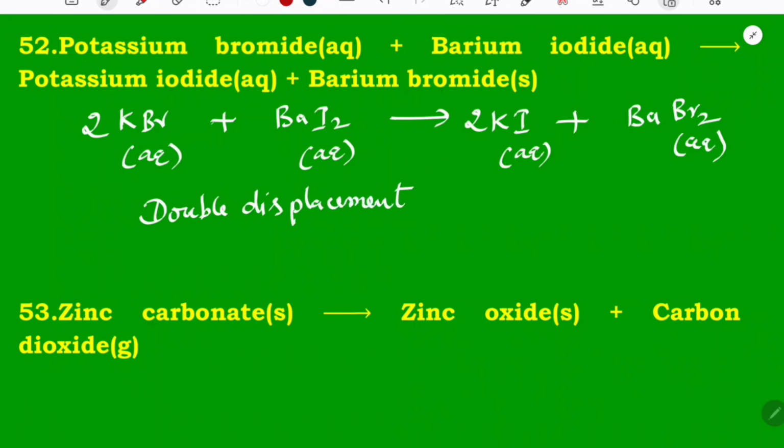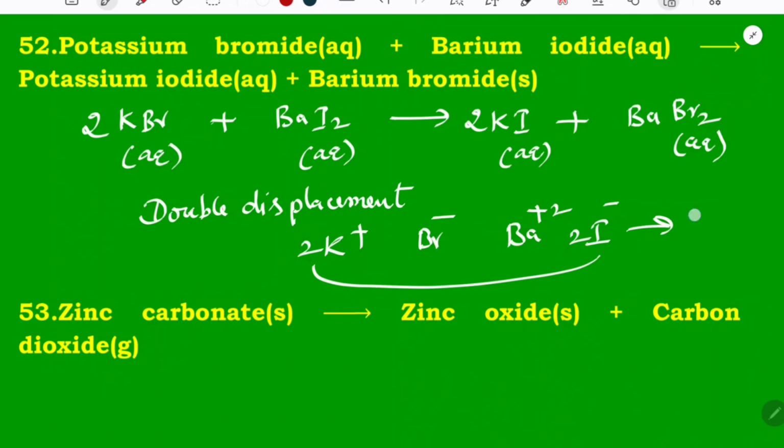How is it a double displacement reaction? I hope you understood. K plus, Br minus, Ba 2 plus, 2 I minus. Then 2K plus and I minus form potassium iodide, and Ba 2 plus and Br minus form barium bromide. So there are two displacements, and that's why it is considered a double displacement reaction.